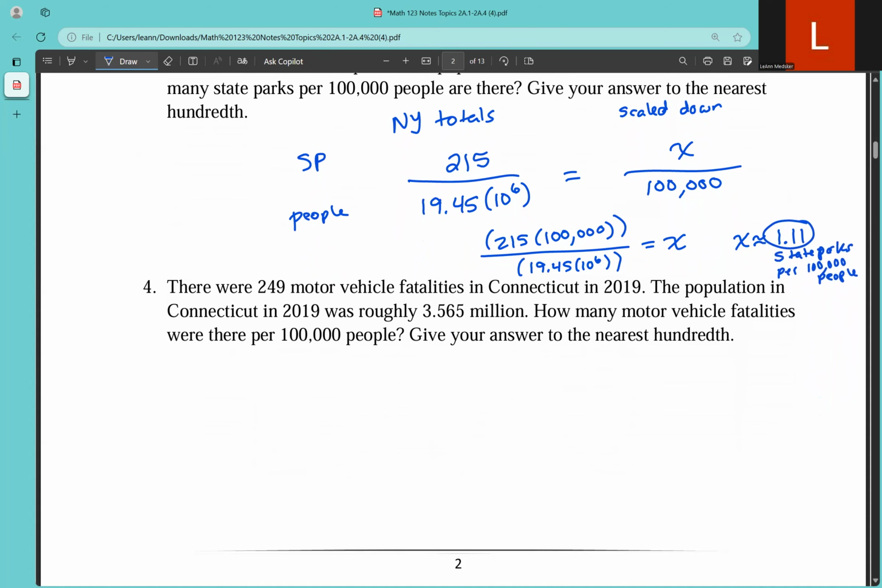Okay, let's do another one. There were 249 motor vehicle fatalities in Connecticut in 2019. The population in Connecticut in that year was roughly 3.565 million. How many motor vehicle fatalities were there per 100,000 people? So again, we're just scaling down.